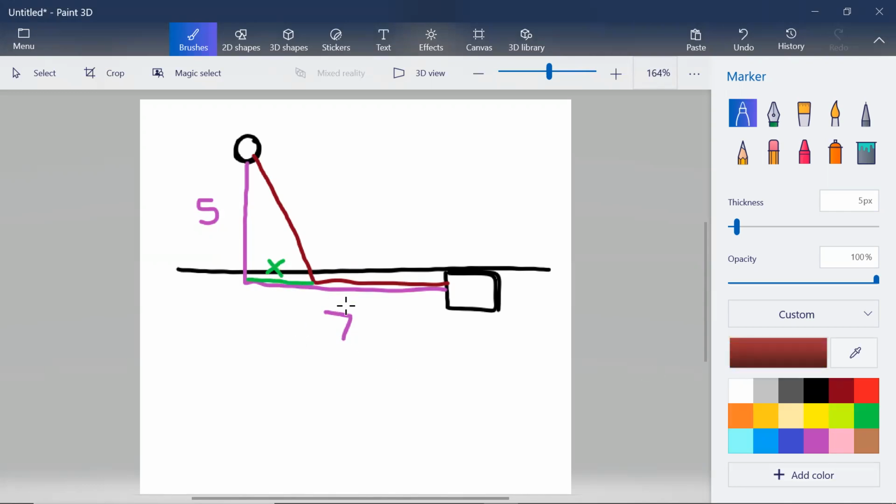Once I call that my variable X, then the amount that we travel along the shore is 7 minus X. If we call the hypotenuse of this right triangle Y, then the amount that we've traveled through the water is Y. Notice that in this case, Y is going to be the hypotenuse of the right triangle whose legs are 5 and X. That means you can find Y by taking X squared plus 5 squared equals Y squared.